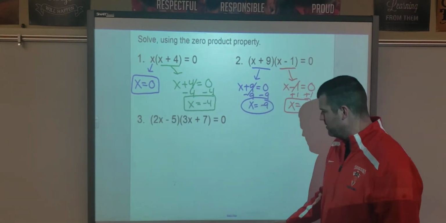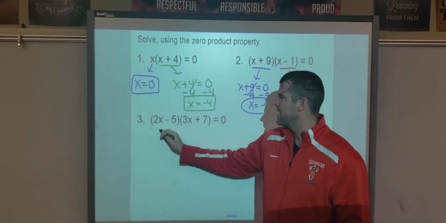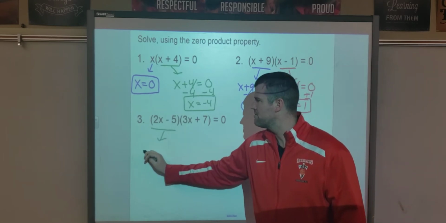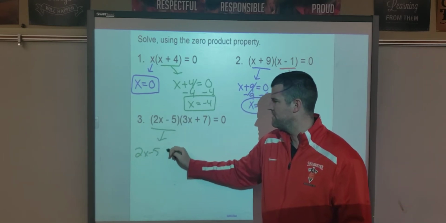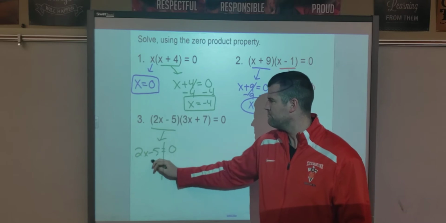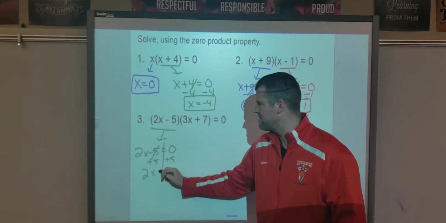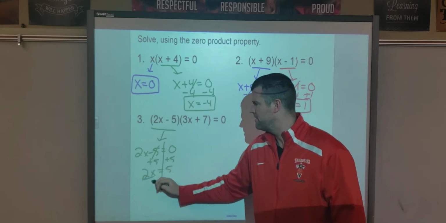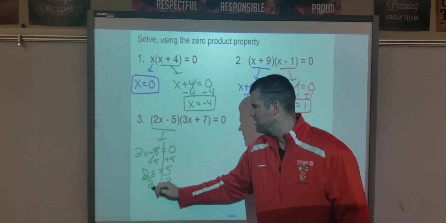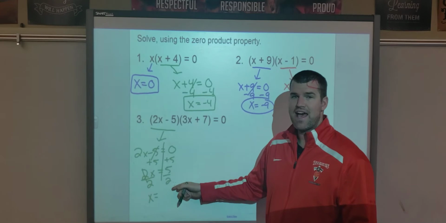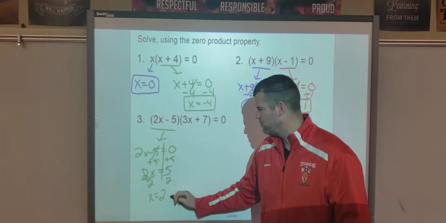If you've got a trickier looking one, it's still the same thing. I can set this factor equal to 0. So 2x minus 5 equals 0. Add 5 to both sides. 2x equals 5. Divide by 2. And x equals 5 halves, or I can put 2.5.